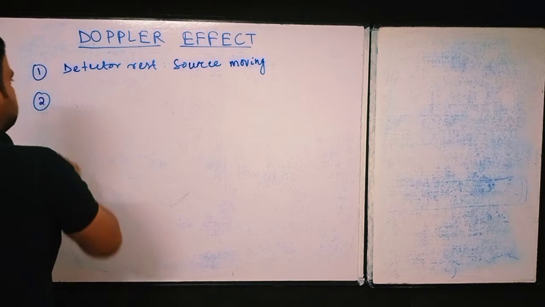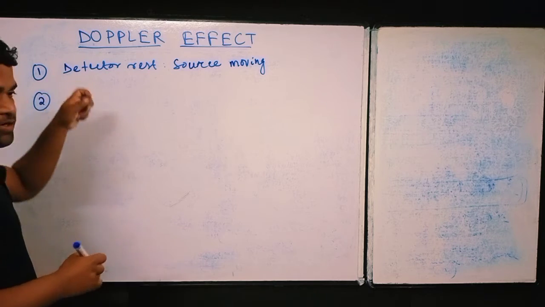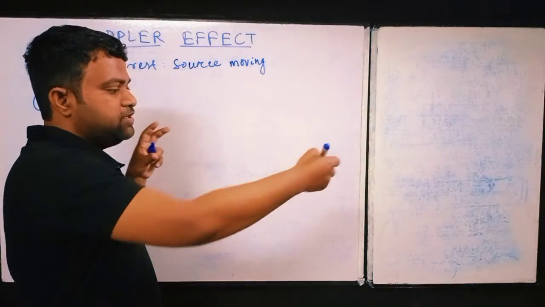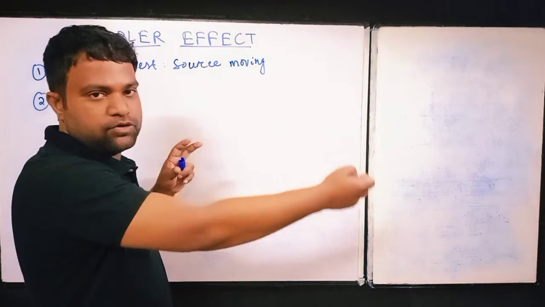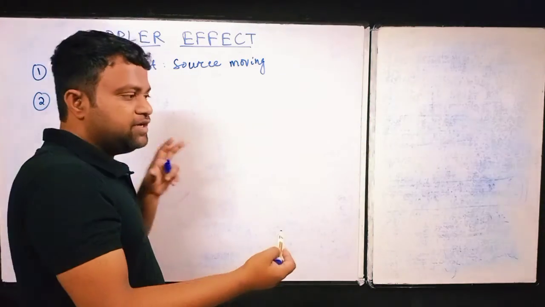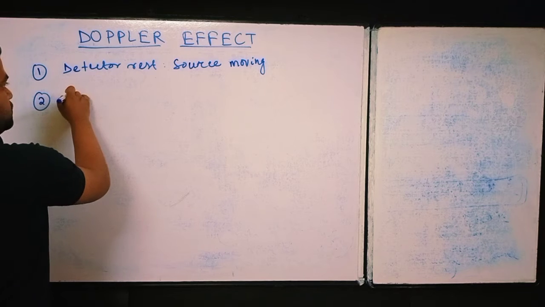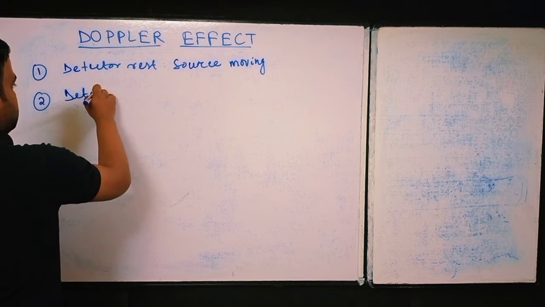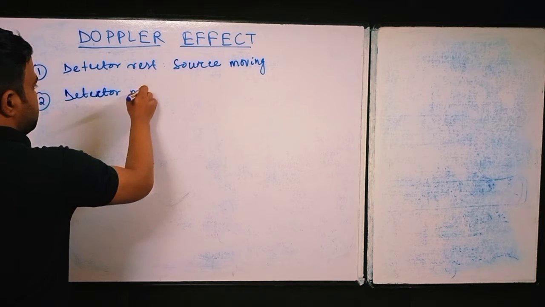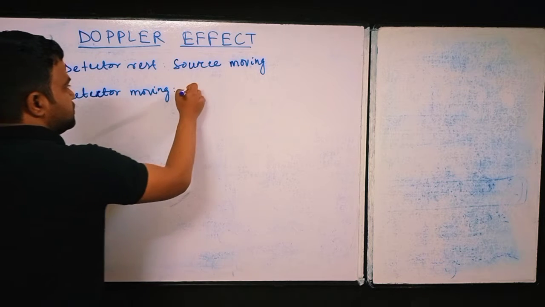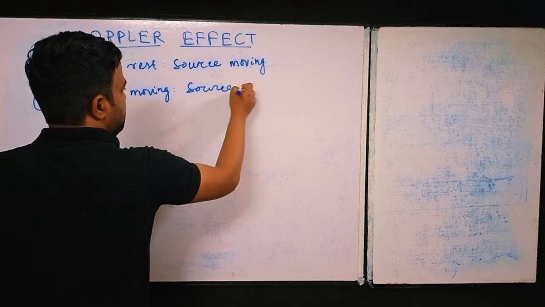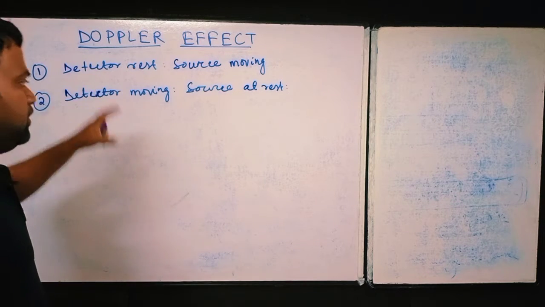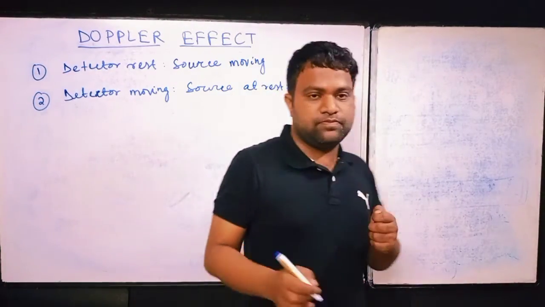The second case will be detector moving towards the source, or it can go away from the source also. So the source is producing the sound continuously and is stationary, and the detector is moving. So detector or observer moving, source at rest. So these are the two cases.